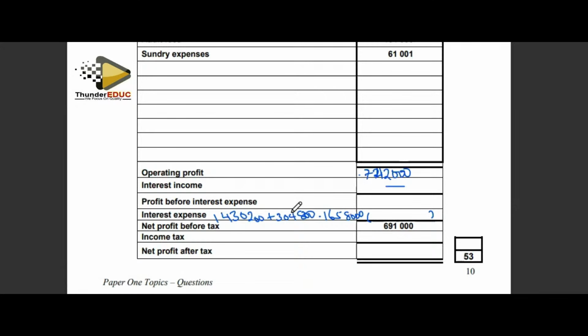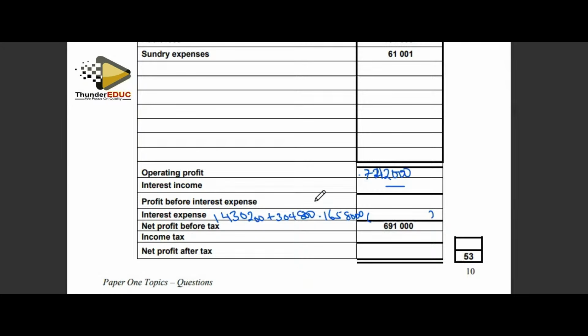1,430,200 plus 304,800. I'm getting 173. Now, if you look at the 173, the balance at the end of the year plus what was paid during the year, including the interest, it gives me 1,735,000. Okay? But the beginning of the year was this.